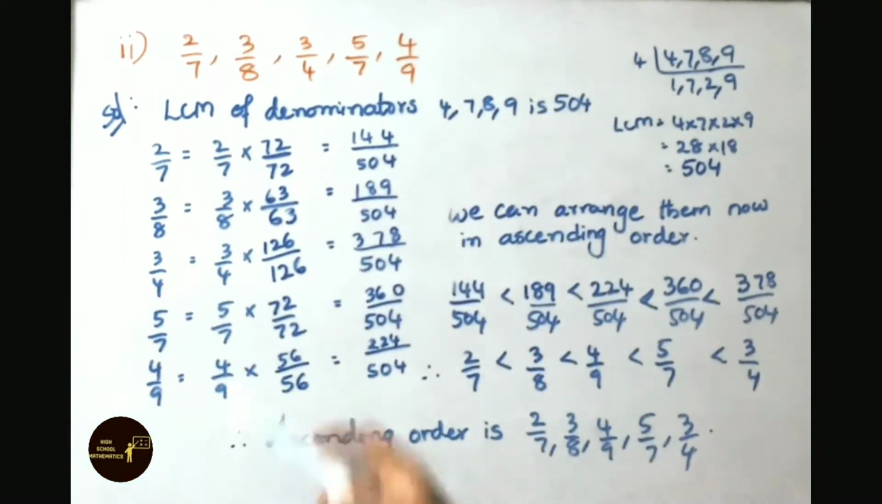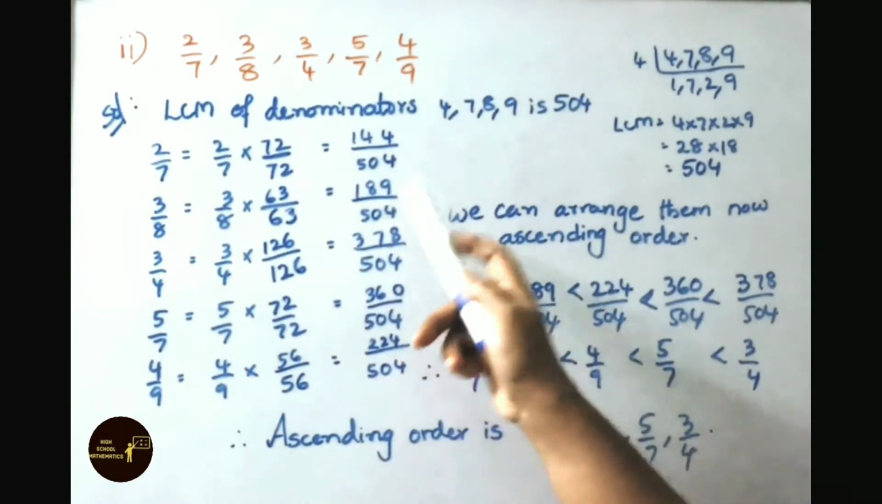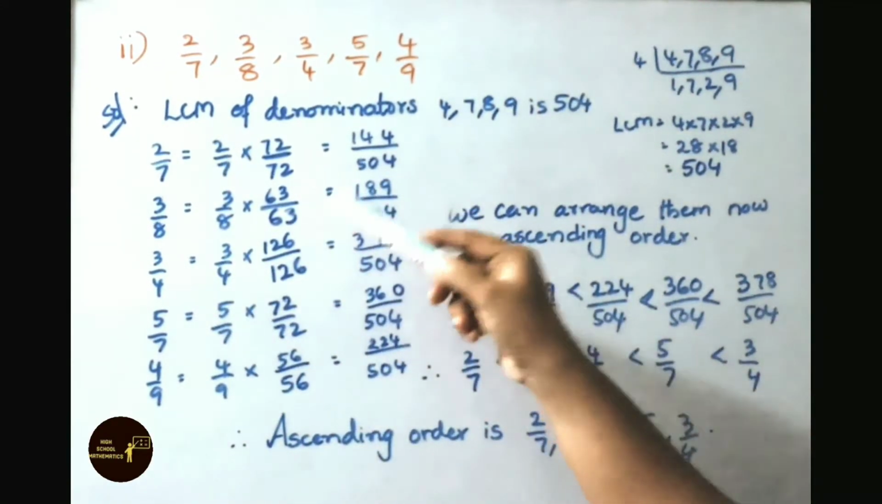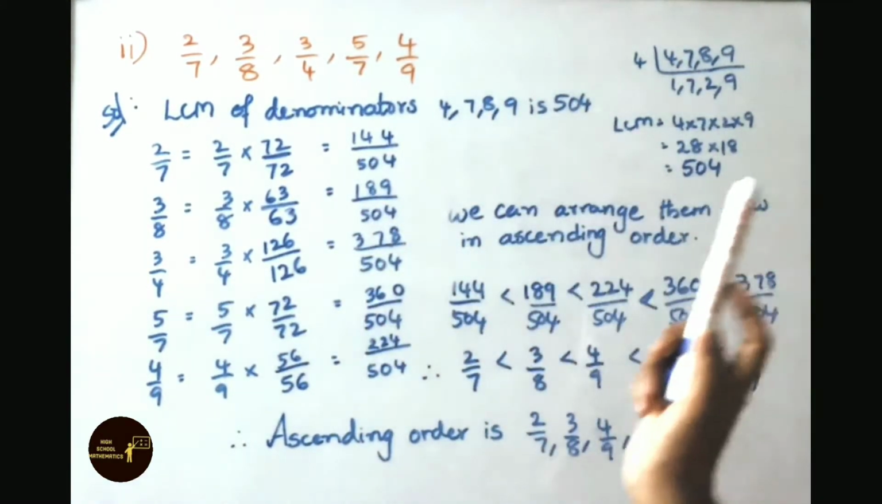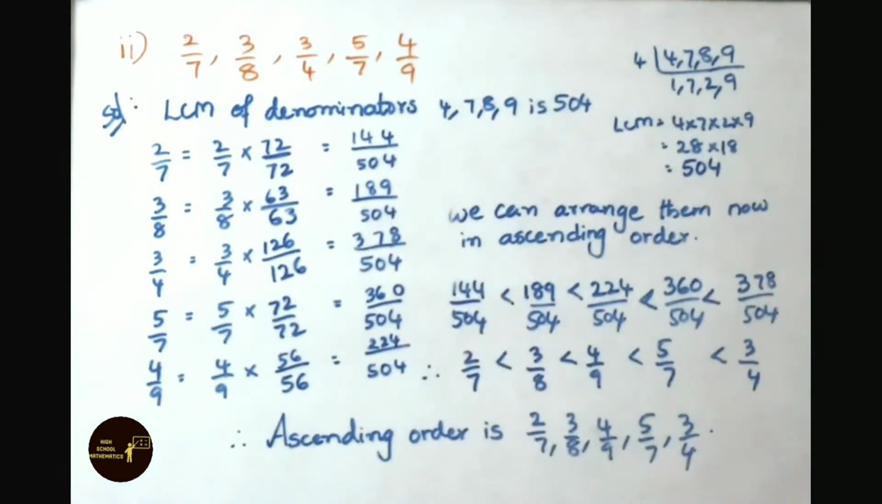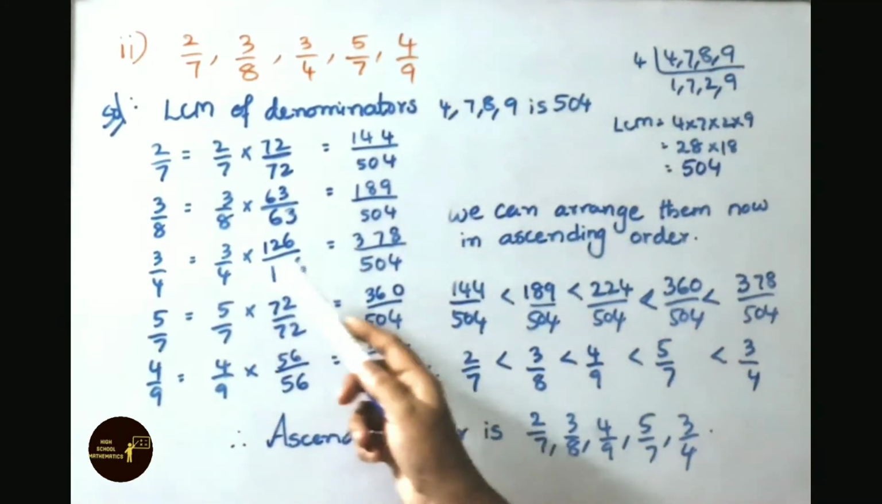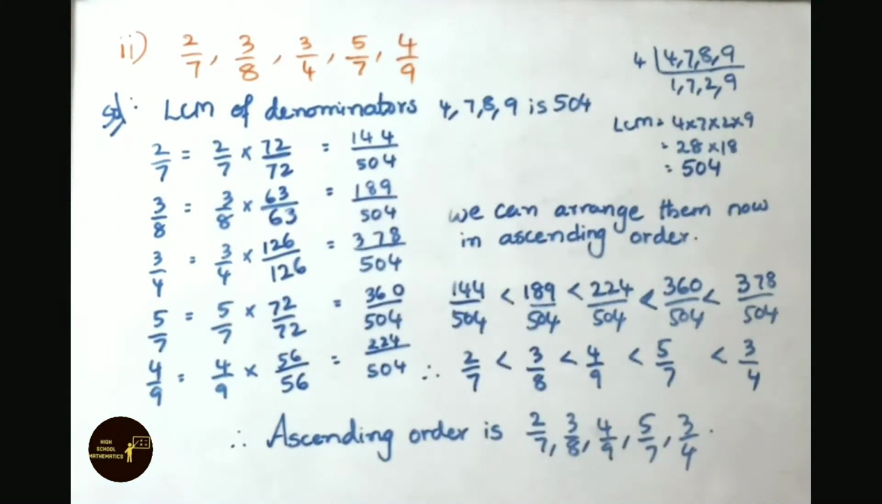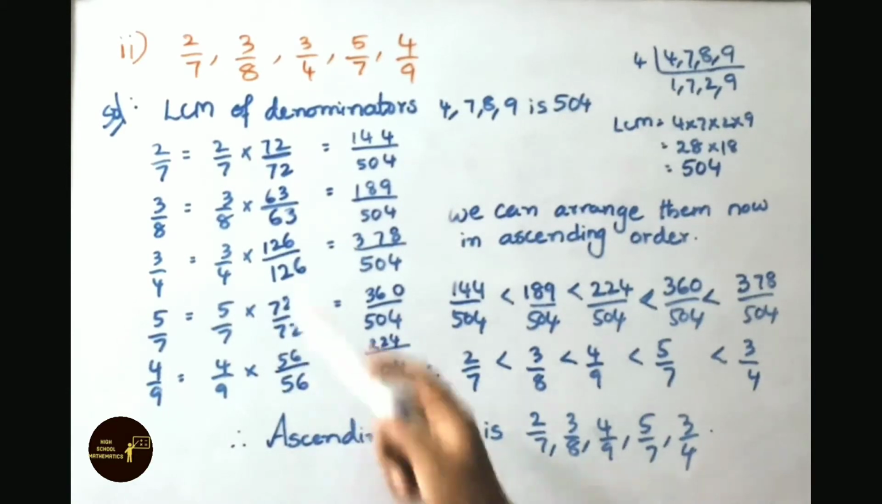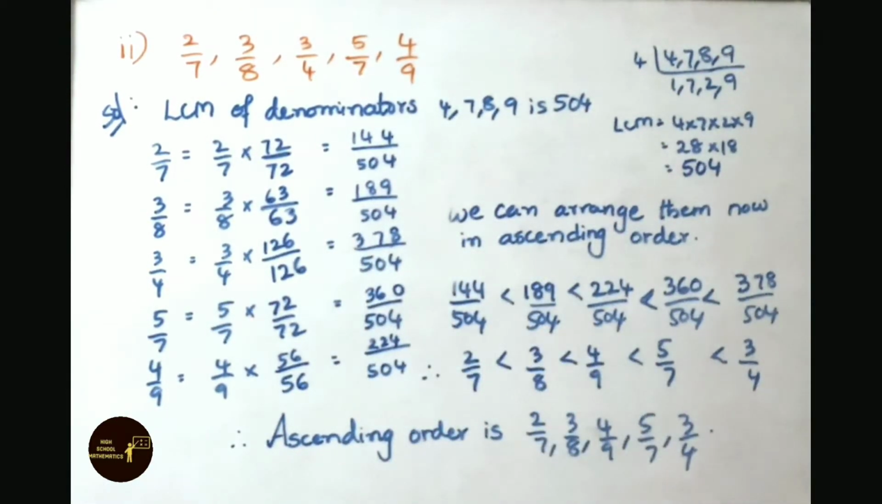See the next fraction 3 by 8. 8 times 63 is 504. So numerator and denominator multiply by 63. 3 sixty-threes are 189. 8 sixty-threes are 504. See the next fraction 3 by 4. 4 times 126 is 504. So numerator and denominator we have multiplied by 126. 3 times 126 is 378. 4 times 126 is 504.